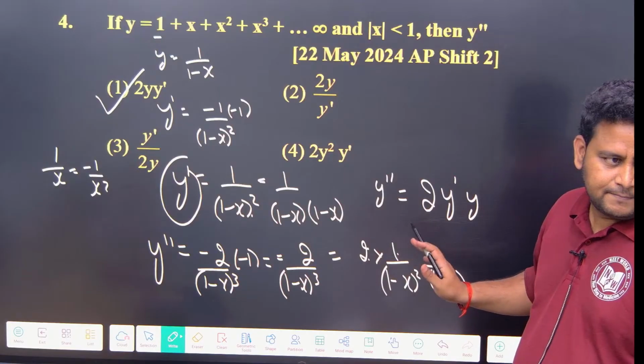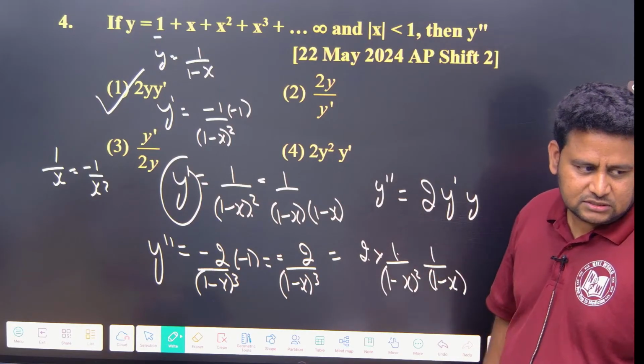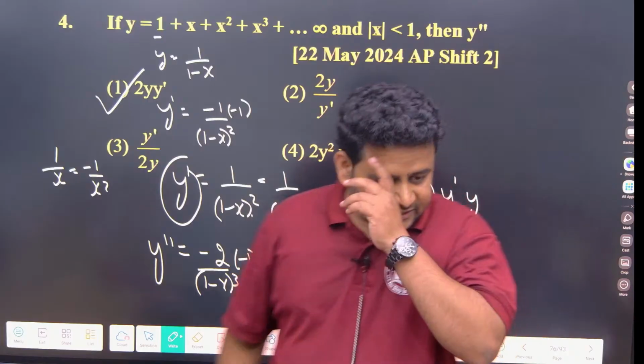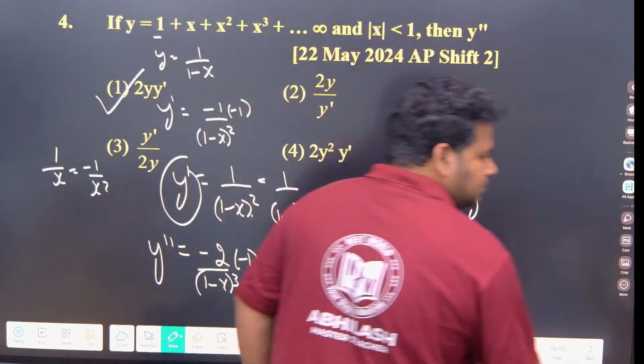Got it, Neha? Got it, Anusha, Sahiti, Ritika, Spandana? Clear? Shravanti? Okay.